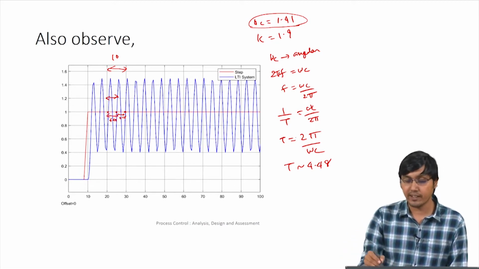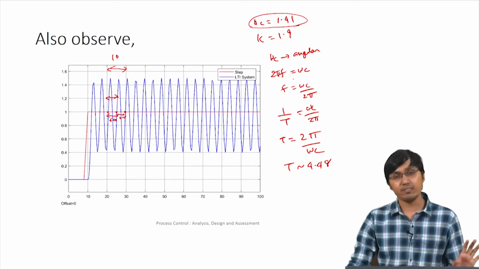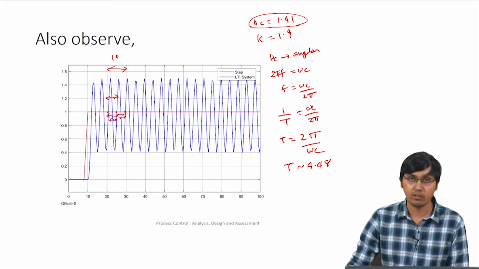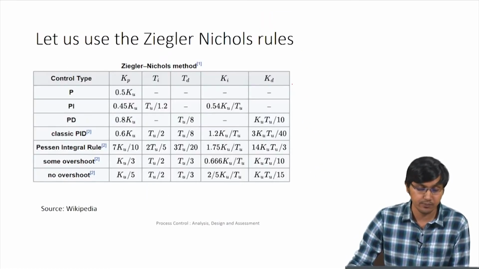You know the time period, and then you can find omega c, and that should be around 1.41. So just remember this, all these methods should give the same value. That's what we are seeing.